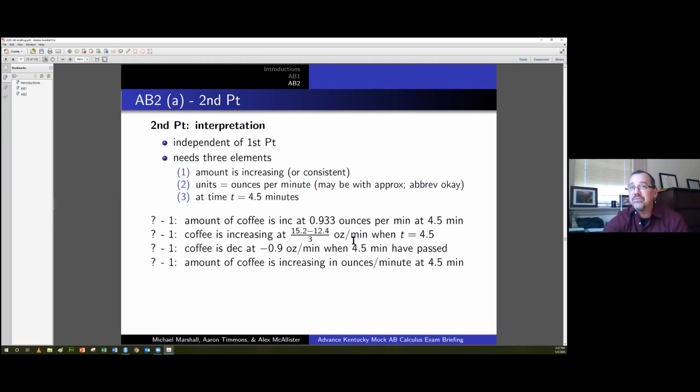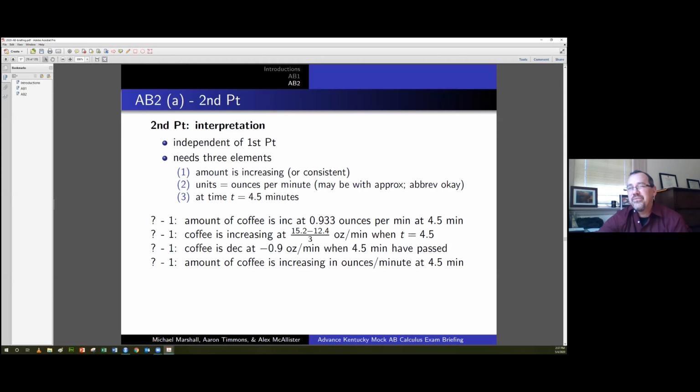Here's that abbreviation we talked about. We'll allow t equals 4.5 up in the table. Next to t, it's got the units of minute. So for just that, not attached to the rate but attached to just a single quantity in that table, we'll allow them to reference it without the minutes. Oh, here's that consistent thing. We've got decreasing at negative 0.9 ounces per minute. If we had a negative, we'd expect to see decreasing.